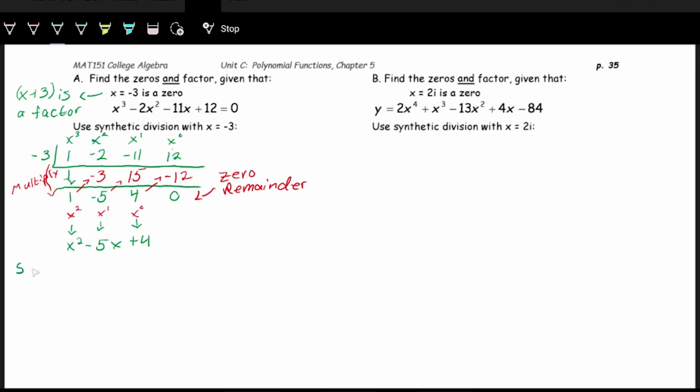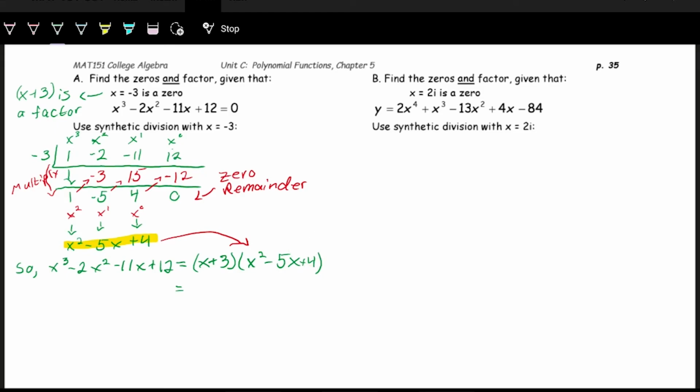And so what we can say here is that the original polynomial, x cubed minus 2x squared minus 11x plus 12, can be written as x plus 3, which is the factor we just divided out, and the quotient of that, which is x squared minus 5x plus 4. So we have x plus 3, which we can't reduce anymore, and then x squared minus 5x plus 4.